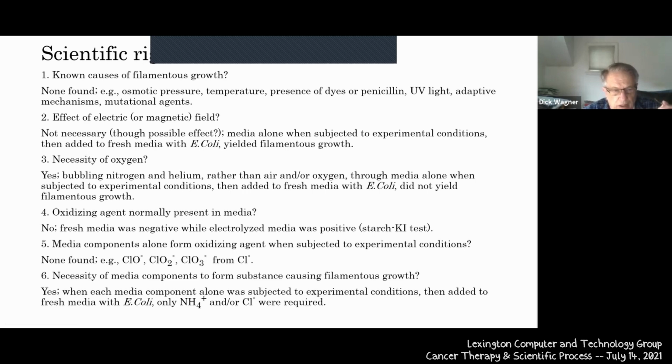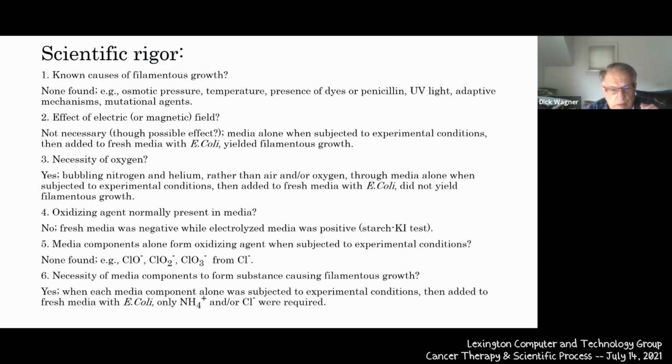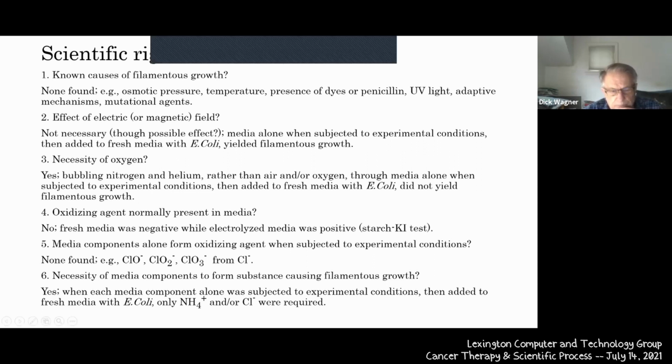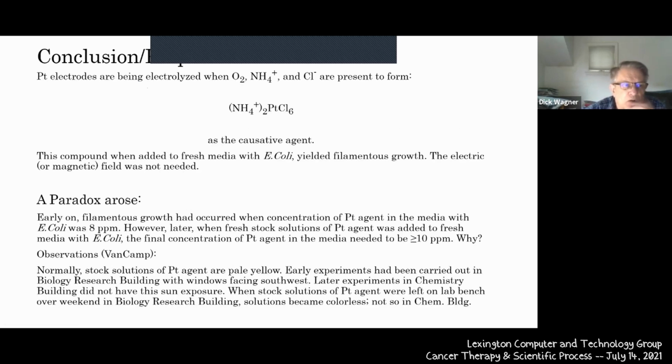If you took those away, you didn't get media that would, when added to E. coli, cause the filamentous growth. So chloride's going to become an important material. The ammonium ion, perhaps. So this is what Tom and Loretta did. This took obviously several months, if not years, to go through all this. So they came up with that. They said, well, we think then that probably the platinum electrodes are being electrolyzed when you have oxygen, the ammonium ion, and chloride present to form this substance.